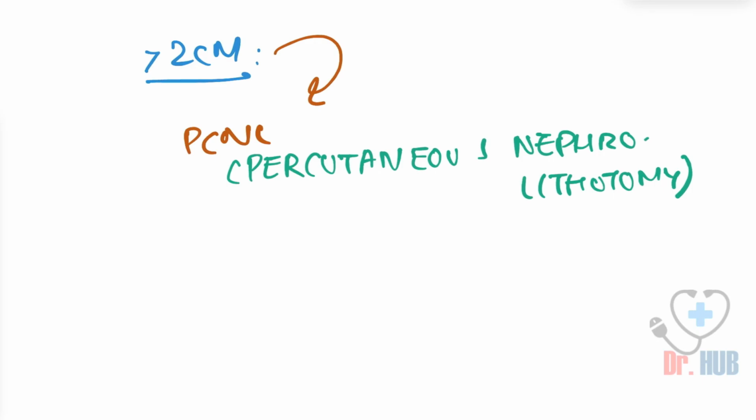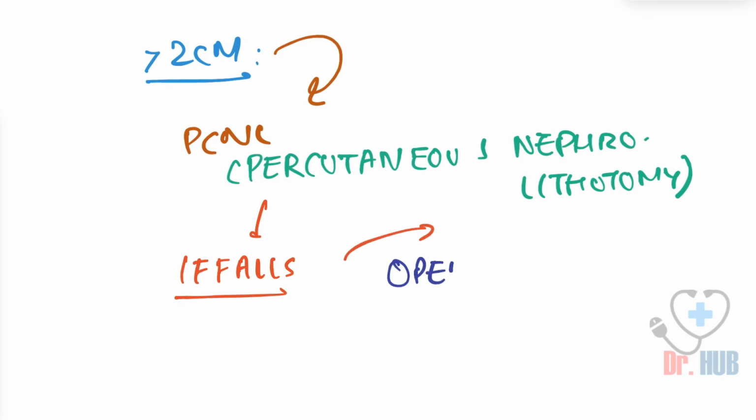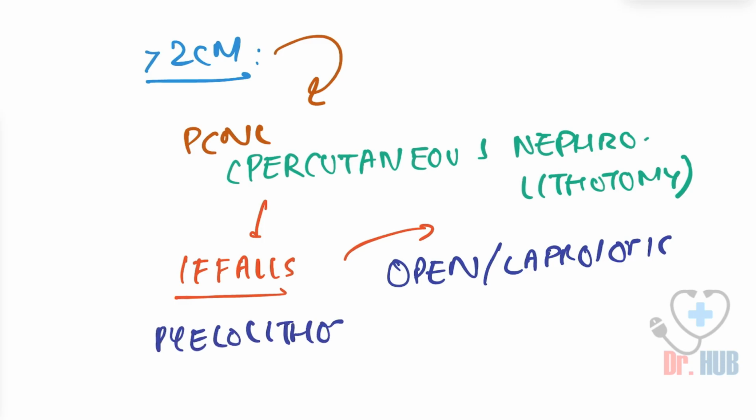After this percutaneous nephrolithotomy, again we go to the same cycle, that is we check if it is failing. If it fails, we move on to the open or laparoscopic pyelolithotomy or the nephrolithotomy.